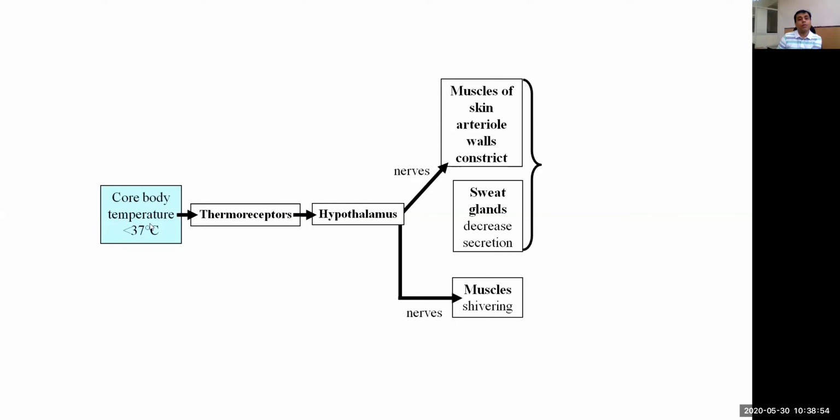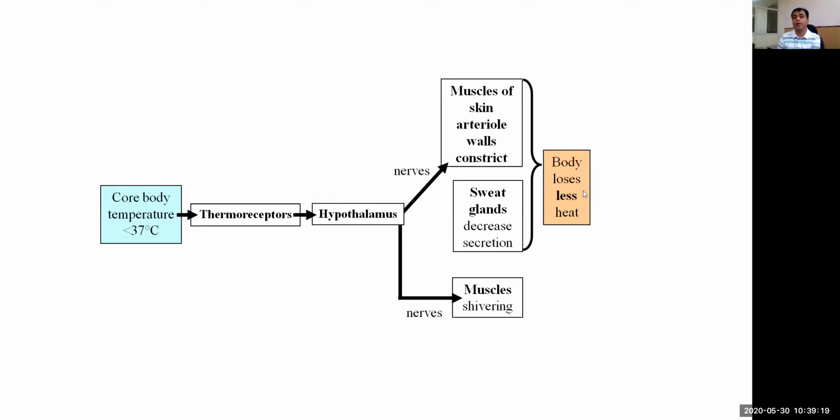When the body temperature is less than 37 degrees centigrade, again the thermoreceptors, which are cold sensitive neurons or receptors, get activated. They send signals to the hypothalamus, which sends signals by way of nerves to the muscles of the skin arterioles, which undergo constriction. So there is less loss of heat. The sweat glands decrease the secretion of sweat, as well as muscle activity.